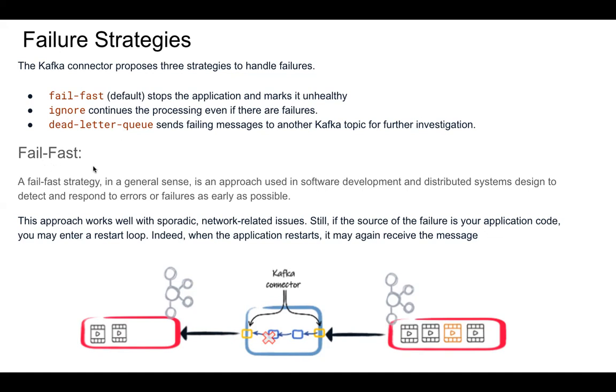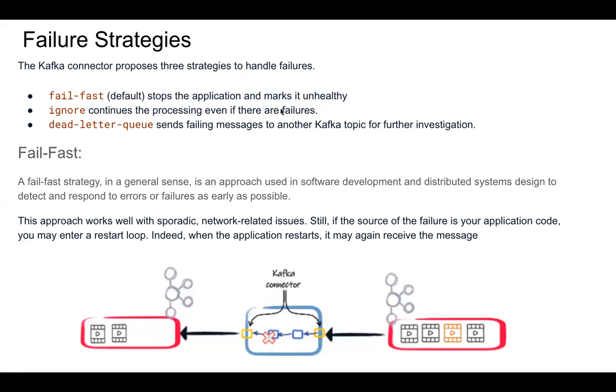Let's see what is fail fast. This is the default strategy. Basically, fail fast in application context means as soon as any sort of error occurs, you stop everything and handle the error first. That is fail fast. Like say network issues or any issues. So that is the fail fast, which is the default.